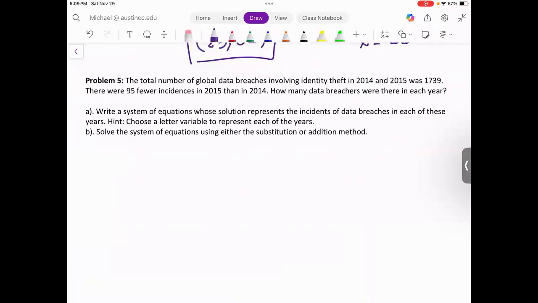The total number of global data breaches involving identity theft in 2014 and 2015 was 1,739. There were 95 fewer incidences in 2015 than in 2014. How many data breaches were there in each year? So, first, again, let's define some variables. Let x be the number of incidents in 2014, and y is the number of incidents in 2015.